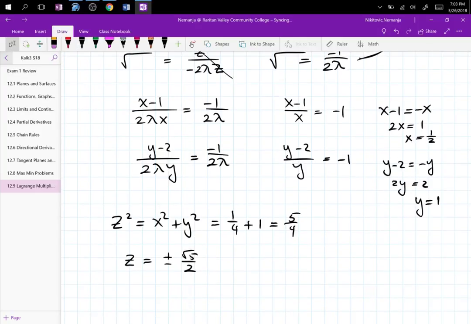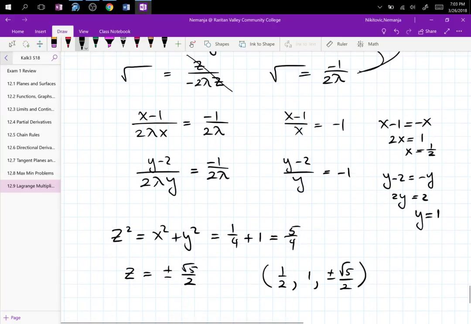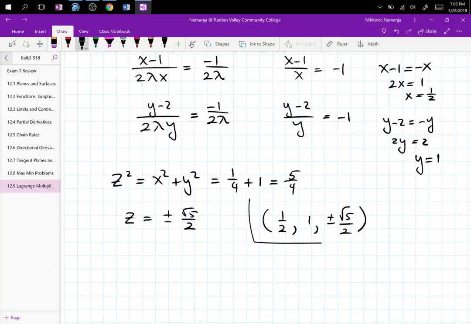So we actually have 2 points that are equally distant, as a minimum distance from our point, and that's going to be 1/2, 1, and then plus minus root 5 over 2. Those are the 2 points that we have.